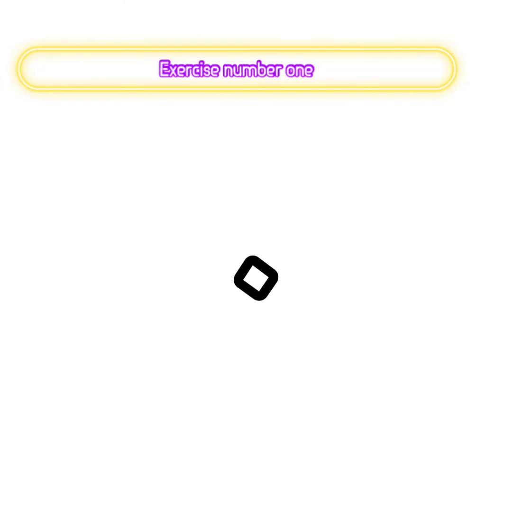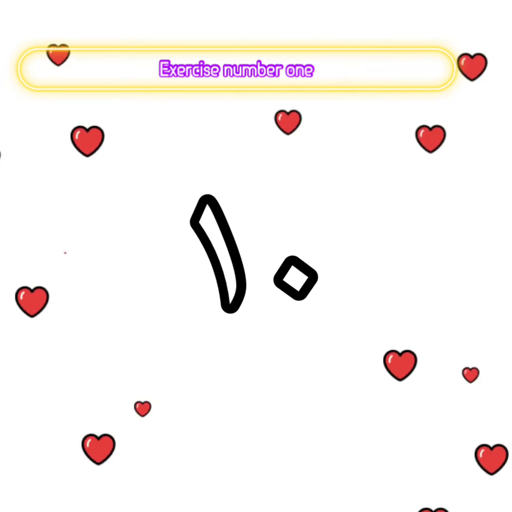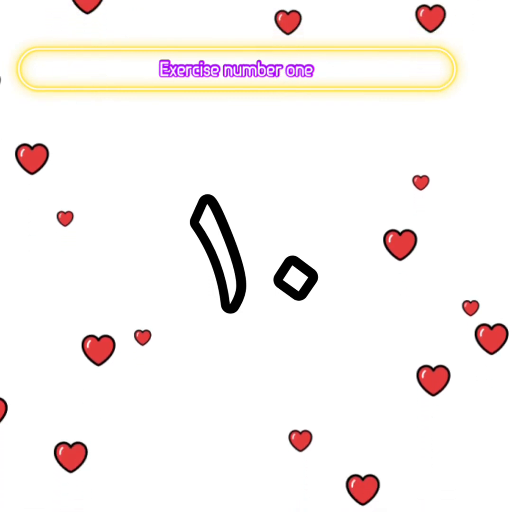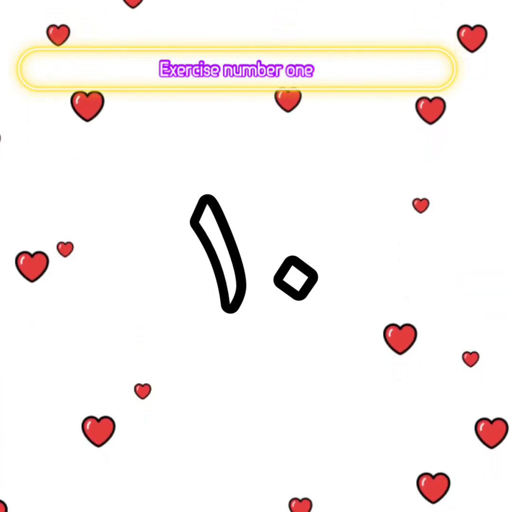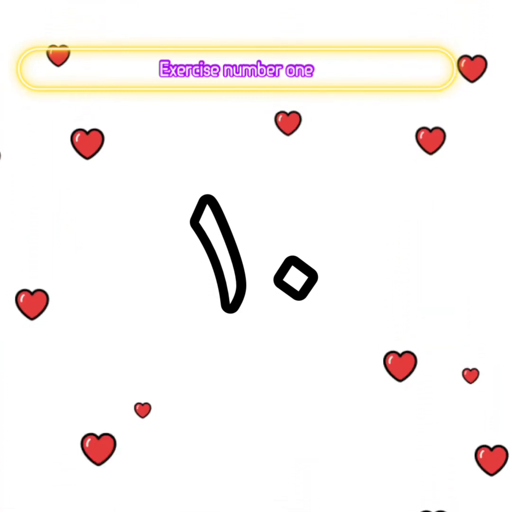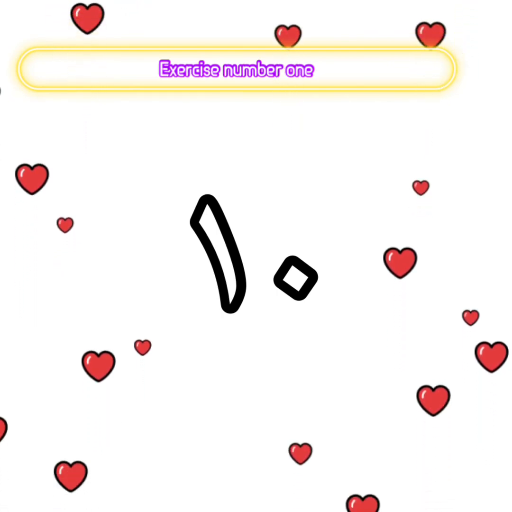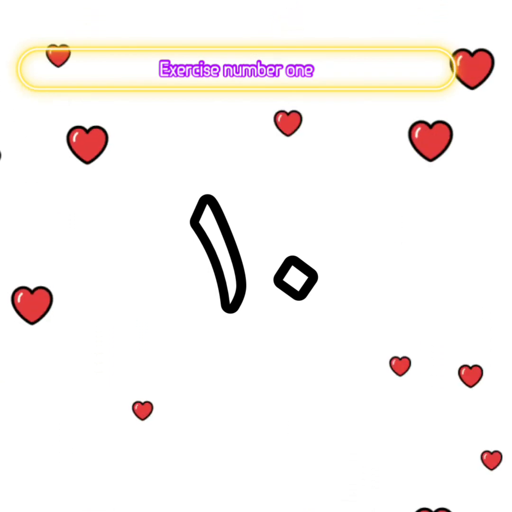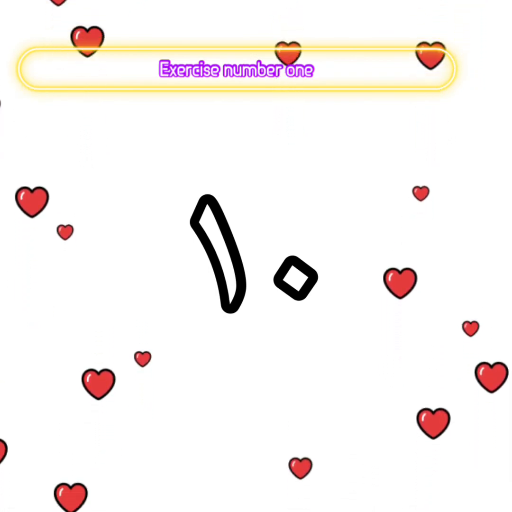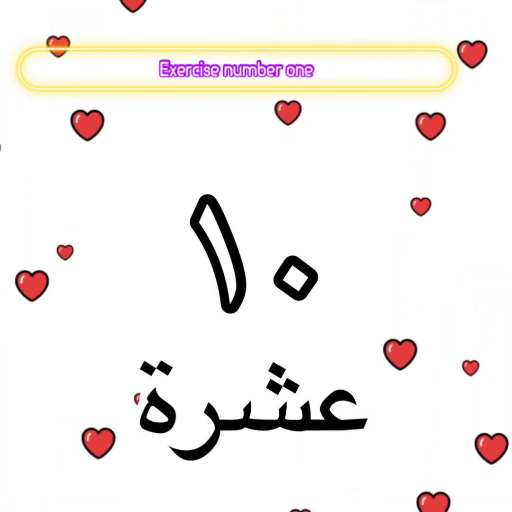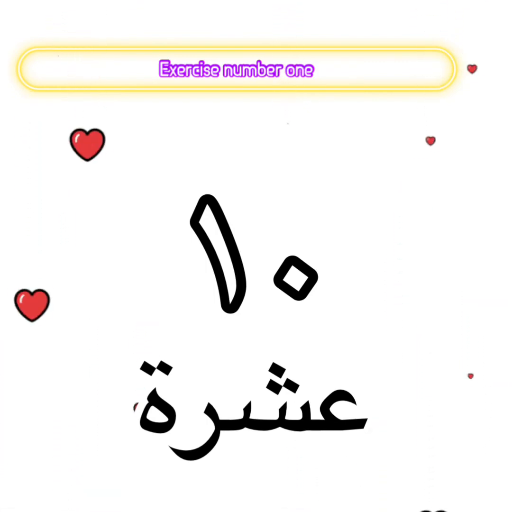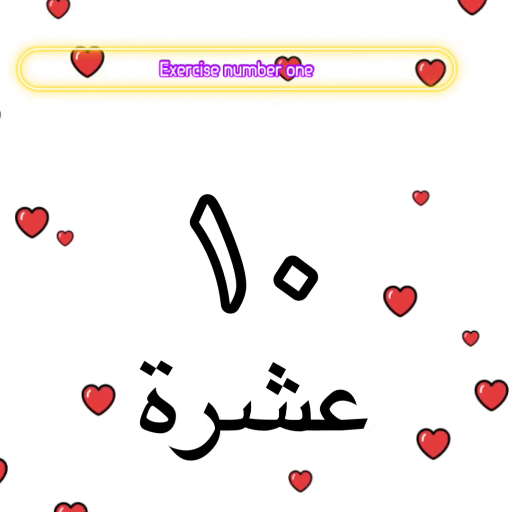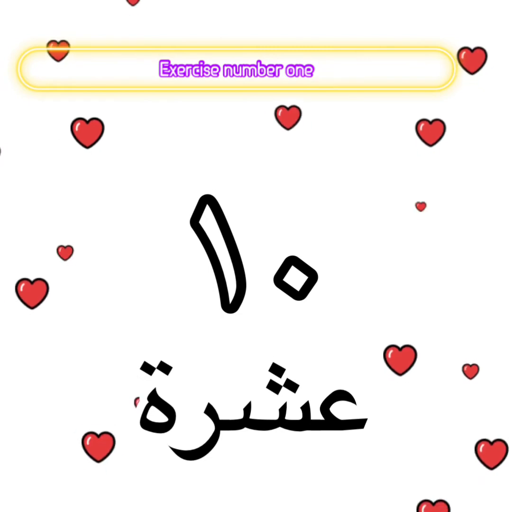Now I want you to do this number in Arabic. Please write down in the comment section your answers. Okay, or Hasanan. The answer that you are seeing in the screen is number 10. And number 10 in Arabic is known as عشرة. I would be so happy, guys, if you got all the answers right.